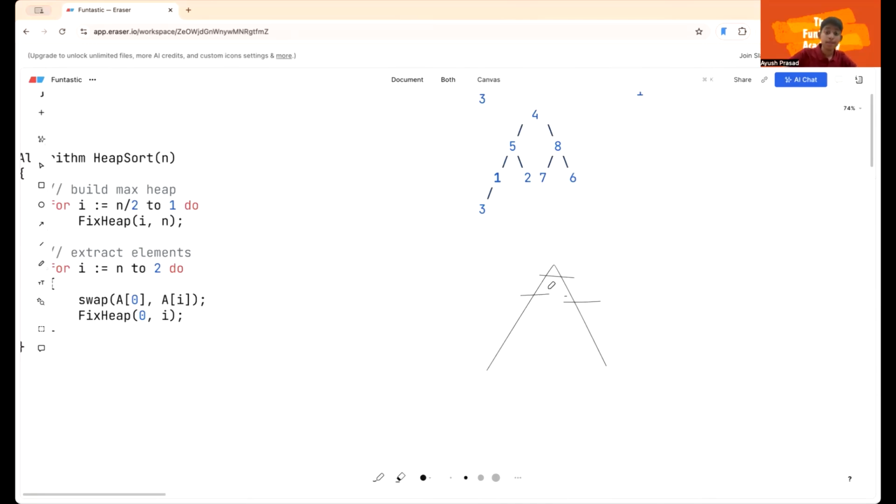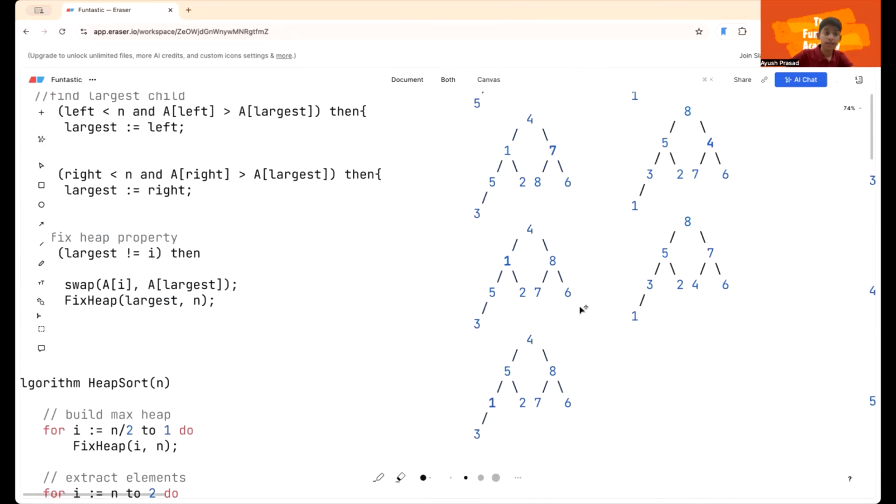Wrong. Because if you want to put one of these numbers at the top, you need to put the top number back in its original place. You need to swap them around. And now you have a new number there, which might violate the heap property. So you have to fix heap down again in this half to make sure that the heap property always remains satisfied.